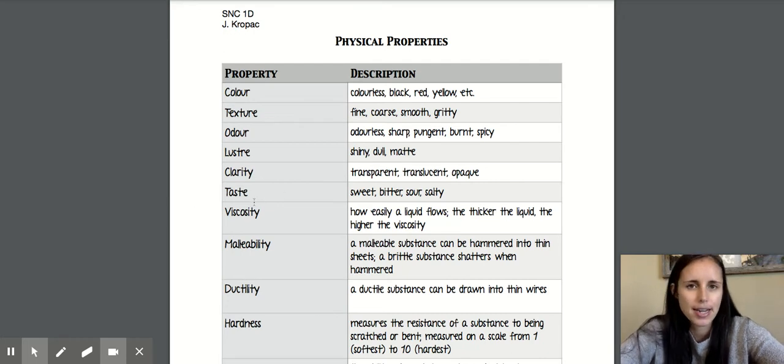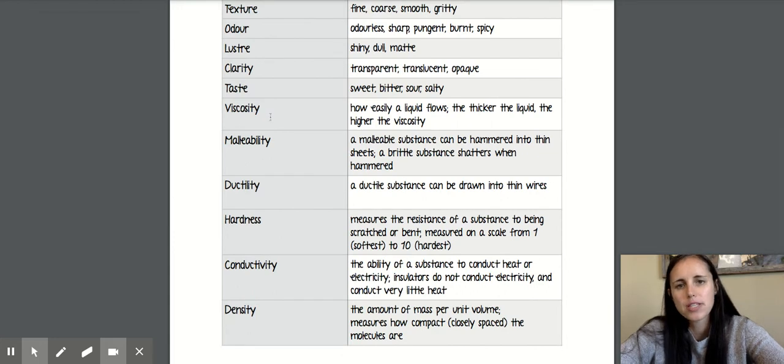Taste, we never taste anything in a lab, but taste is an example of a physical property. Viscosity is how easily a liquid flows. So if something is considered to be very viscous, then it's a very thick liquid. Malleability is the ability to be hammered into sheets. So I like to think about aluminum foil for malleability, right? You've got a nice thin sheet of aluminum. It's very bendable. That's a malleable substance.